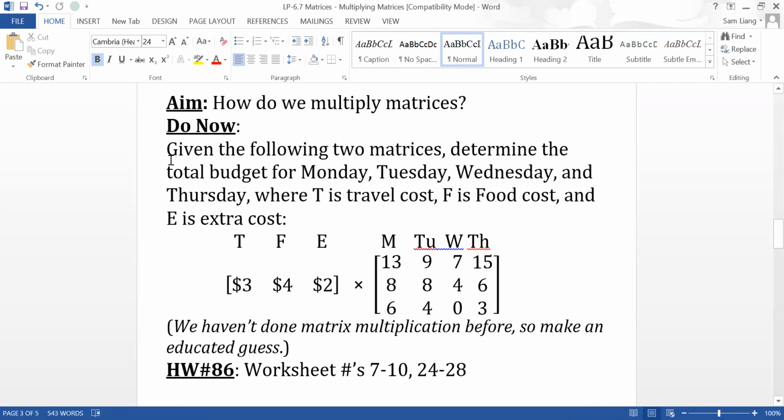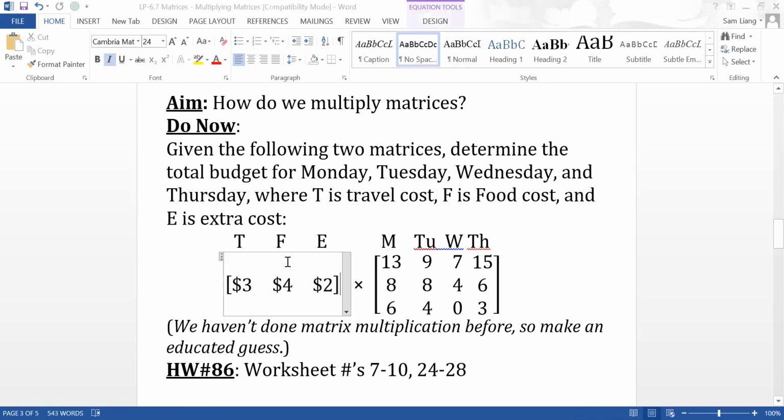Okay, for your do now, it's to multiply these two matrices, and of course, we haven't done matrix multiplication before, so I want you to make an educated guess based on the context of this question. Here it reads, given the following two matrices, determine total budget for Monday, Tuesday, Wednesday, and Thursday, where T is the travel cost, F is food cost, and E is extra costs.